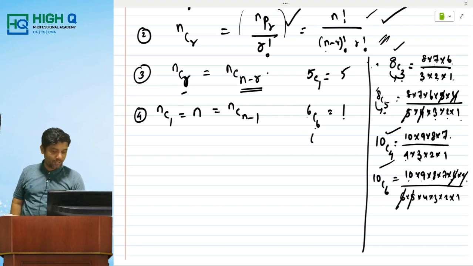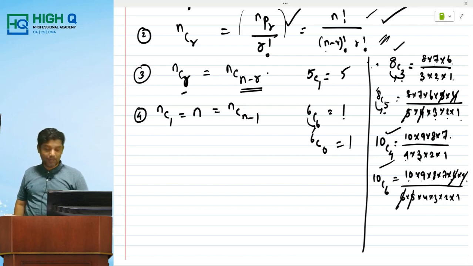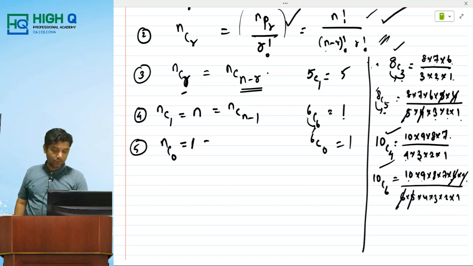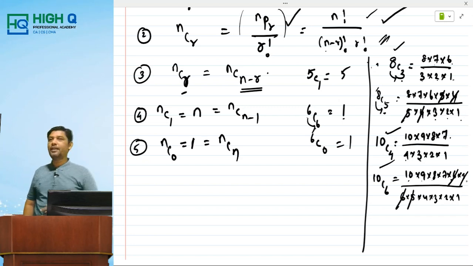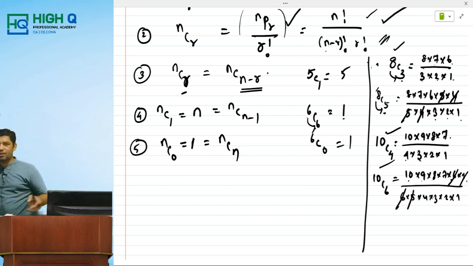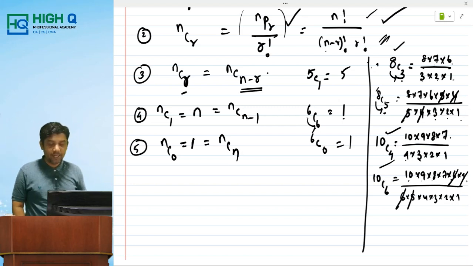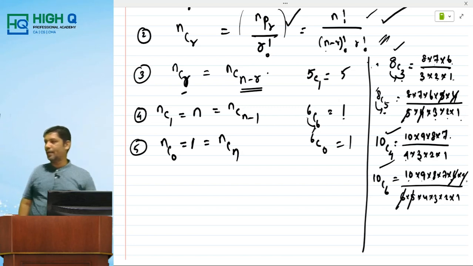So what will be 6C(6 minus 6), which is nothing but 0? That is also going to be 1. So can I say NC0 is equal to 1, which is nothing but NCN. Apply the formula NCR is equal to NC(n minus R). The same formula only we are applying. Is it clear, my dear? NC0 is equal to 1, which is nothing but NCN.